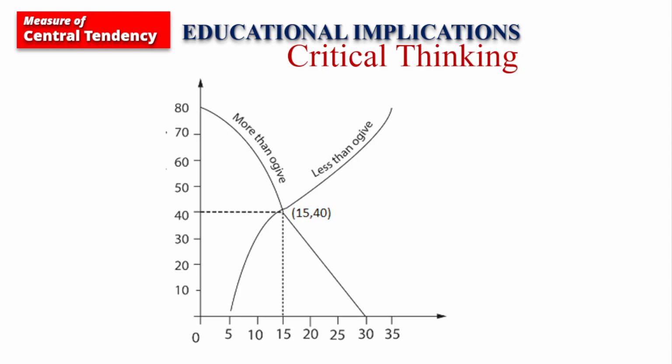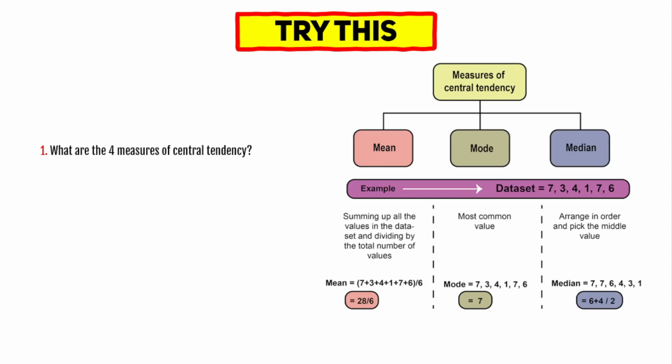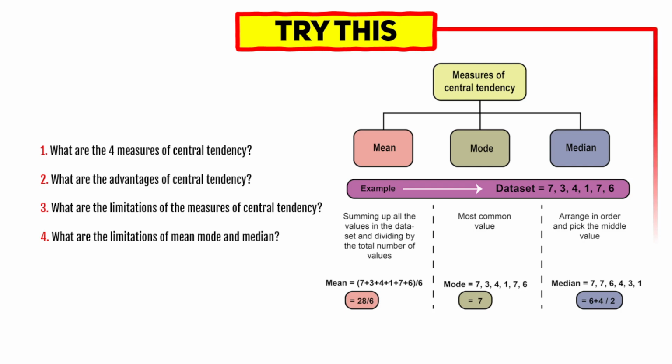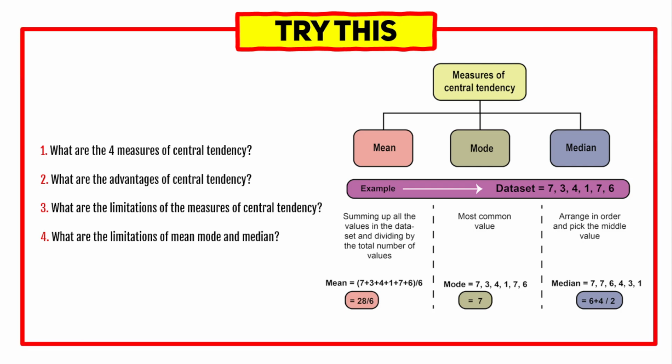Critical thinking. Central tendency measures encourage critical thinking by prompting students to consider the implications of different measures in different contexts. So in short, measures of central tendency are fundamental statistical concepts that play a vital role in summarizing and interpreting data. Understanding these measures is important not only for statistical literacy but also for making informed decisions in various aspects of life and work. Educators should prioritize teaching this concept to help students become proficient in data analysis and interpretation.